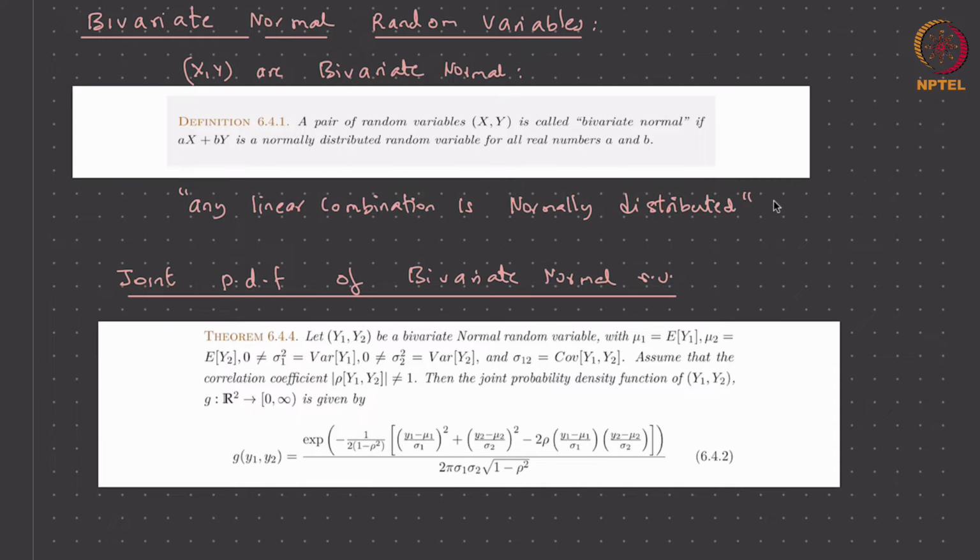So I've laid it out in type form. A pair of random variables X, Y is called bivariate normal if aX plus bY is a normal random variable for all real numbers a and b. In this lecture, we will try to understand what the joint density of bivariate normal random variables looks like.